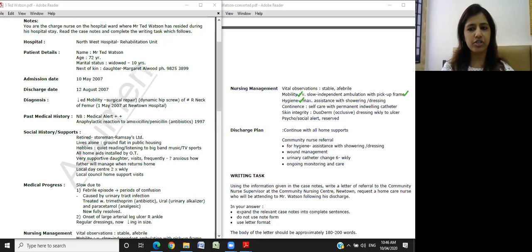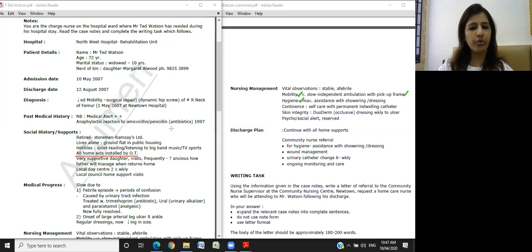Now, if they are with a pickup frame, how do you manage that? How do you ensure that when they go to the toilet or when they are in the bathroom, they don't have a fall? Because it may not be possible for them to take the whole pickup frame into the wash area or the washroom. So for that, you would need certain supporting aids to prevent falls or to help with mobility. So that is given here. All home aids installed by OT. OT here refers to occupational therapist.